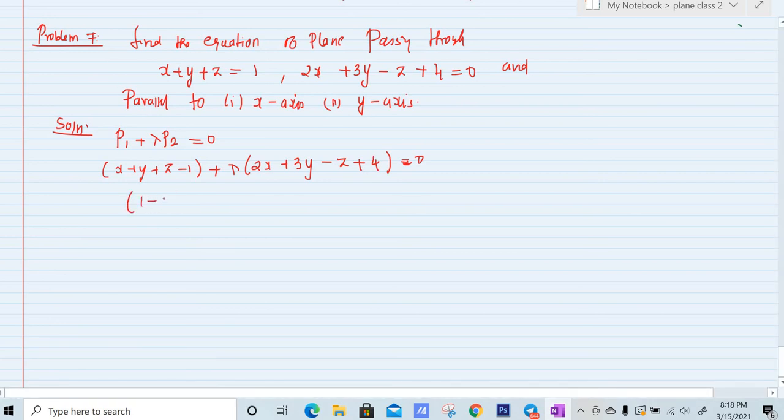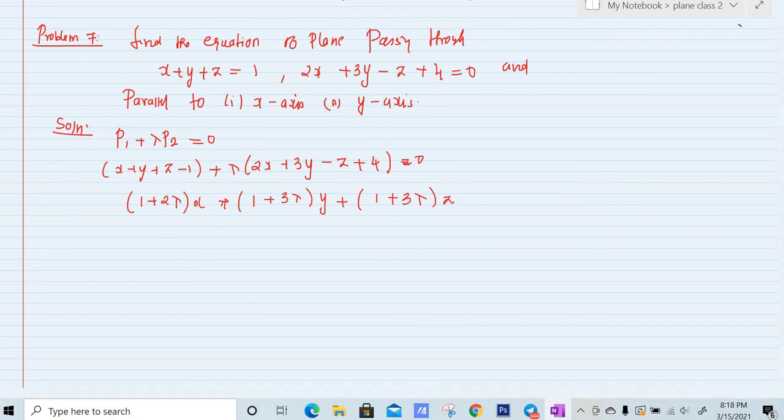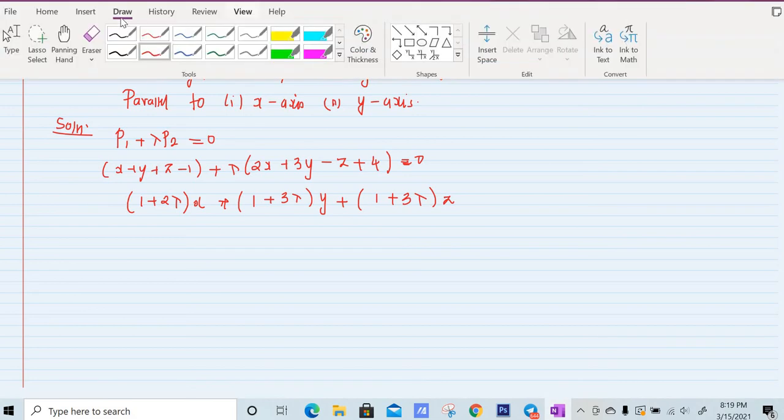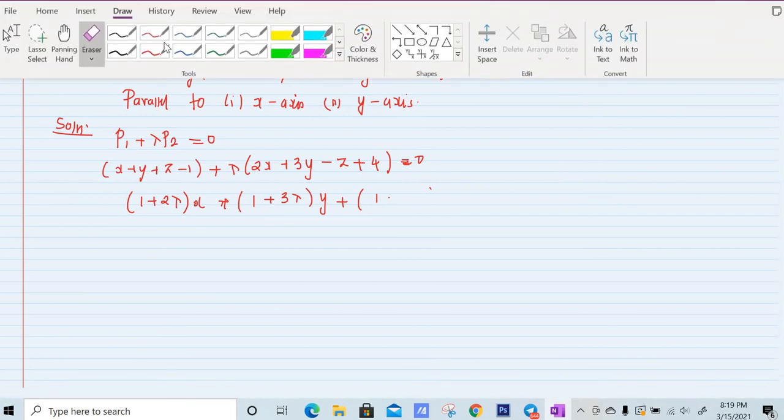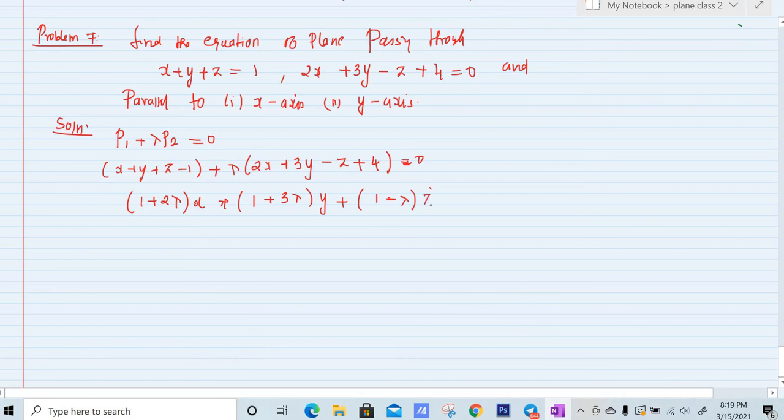So before that, we will simplify this. So 1 plus 2 lambda into x plus 1 plus 3 lambda into y plus 1 minus lambda into z. The constant terms are minus 1 plus 4 lambda is equal to 0.